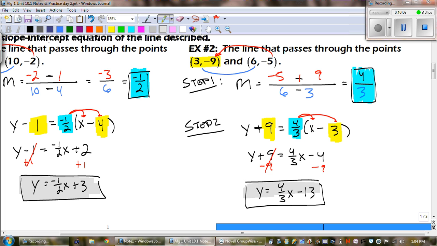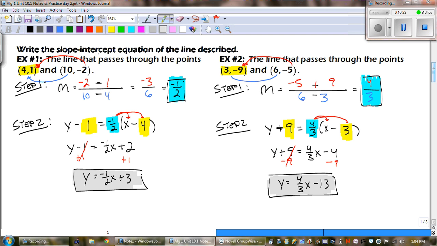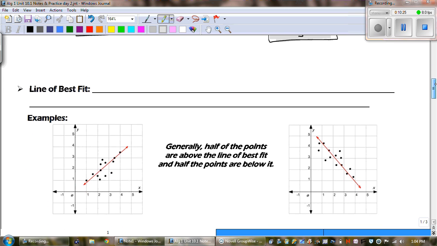So there's your review. Just know that we're going to be using some real world problems once we flip over, and real world problems aren't going to have pretty little fractions. Okay? So before we flip to the other side, let's go through our definition of line of best fit.